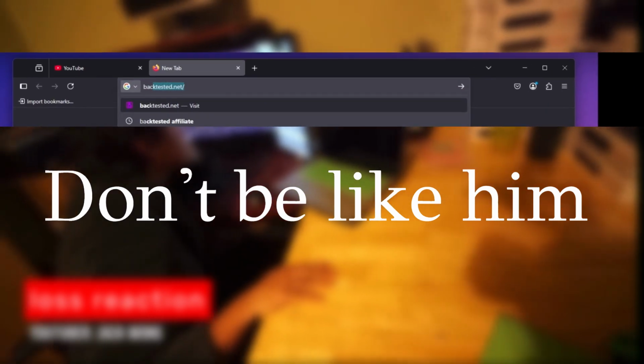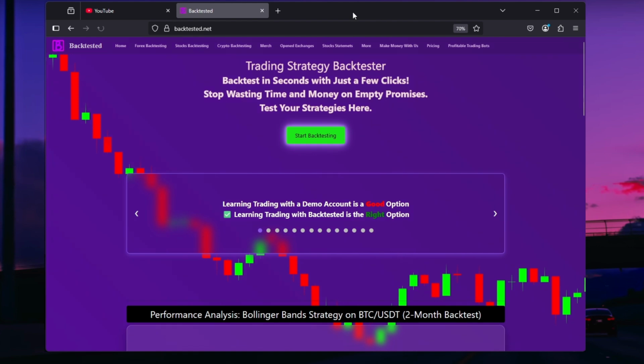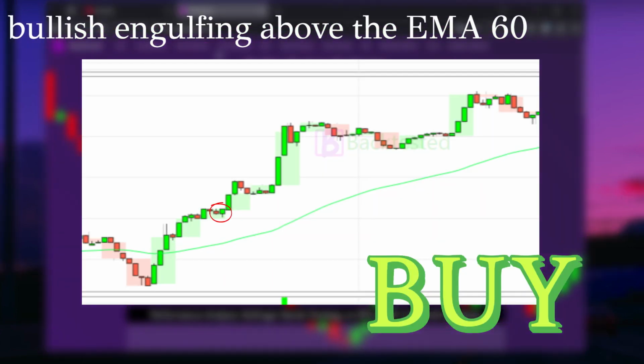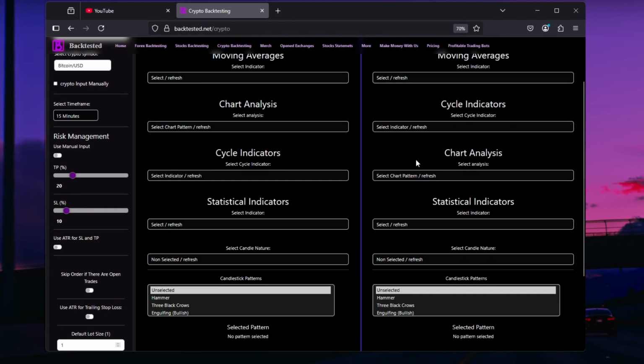No. Don't be like him. Make sure to backtest all your trading strategies. And for the sake of that, today we will be testing a simple trading strategy, so you don't end up like him. The strategy is buying whenever a bullish engulfing forms above the EMA 60, as you saw in the previous picture.